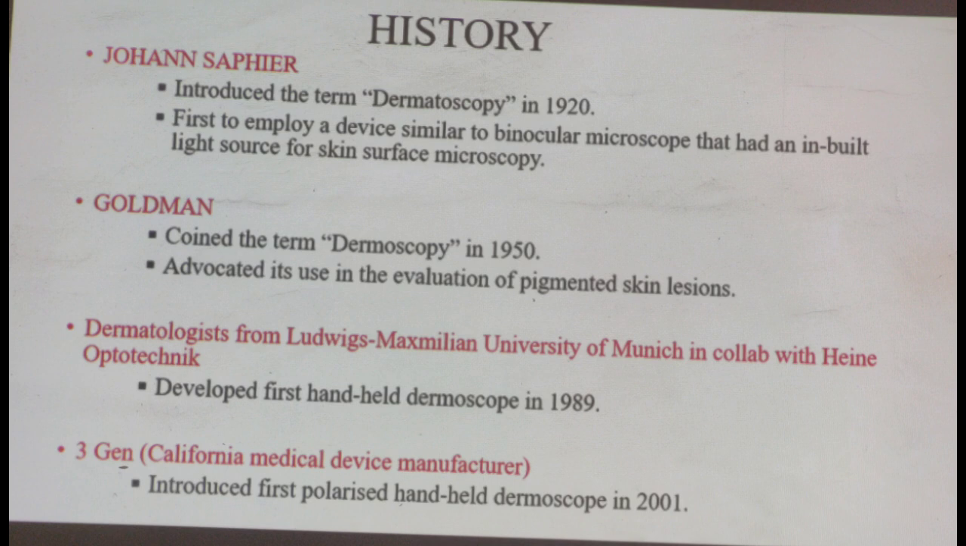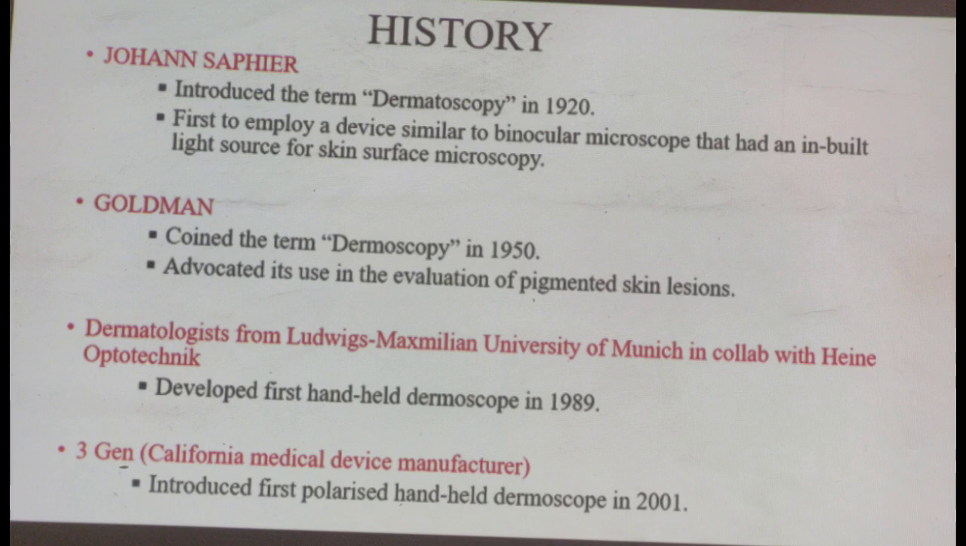Then dermatologists from Ludwig-Maximilian University of Munich in collaboration with Hein Optotechnik developed the first handheld dermoscope in 1989. Trigen, a California-based medical device manufacturer, introduced first polarized handheld dermatoscope in 2001.